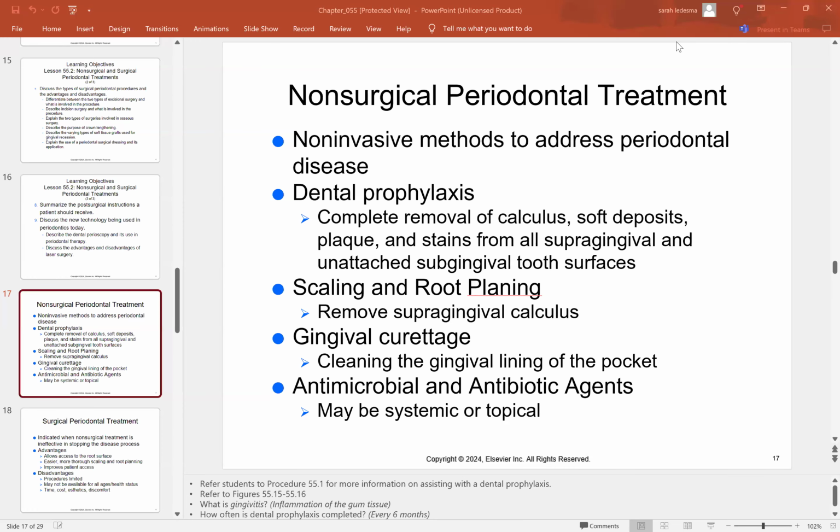Non-surgical periodontal treatment: non-invasive methods to address periodontal disease. Dental prophylaxis is the complete removal of calculus, soft deposits, plaque, and stain from all supragingival and unattached subgingival tooth surfaces. Scaling and root planing, gingival curettage, cleaning the gingival lining of the pocket, and antimicrobial and antibiotic agents.